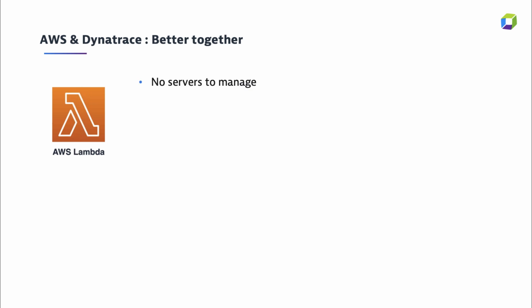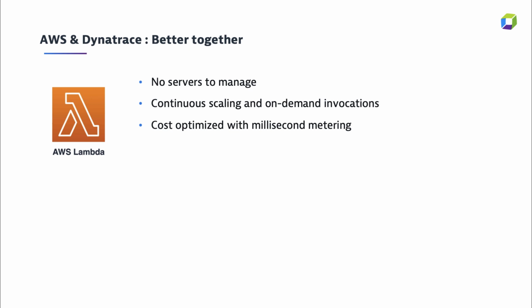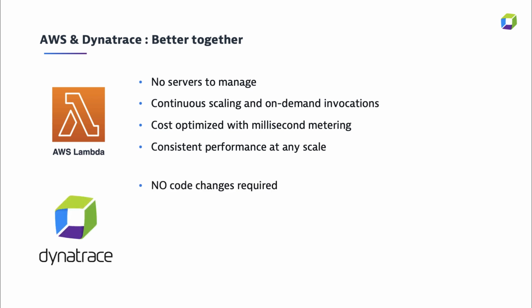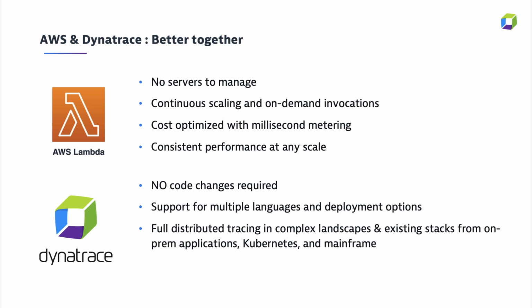Let's recap with why AWS and Dynatrace are better together. So AWS Lambda is bringing the capability of serverless compute technology so that you don't have to manage servers, you can scale on demand, and you have a consistent behavior at any level of load. And then what Dynatrace is bringing is the ability to monitor Lambda in a variety of ways from AWS CloudWatch as well as the OneAgent, and there's no code changes required. For the OneAgent, we support multiple languages, and we gain the full distributed tracing in complex landscapes. And we gain all the benefits of Dynatrace's Davis AI-powered root cause analysis engine.